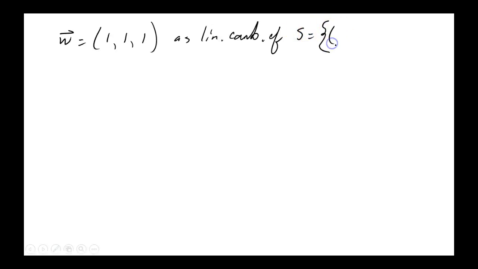So, let's do example two. Write the vector W, in 3 space, 1, 1, 1, as a linear combination of the vectors in set S, so we want this as a linear combination of these 3 vectors in S. And these are a set of these 3 vectors, the first one being 1, 2, 3, which we're calling V1. The second of these, 0, 1, 2, which we're calling V2. And the third being negative 1, 0, 1.